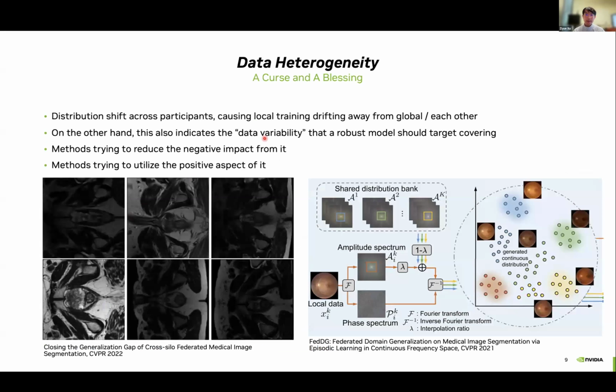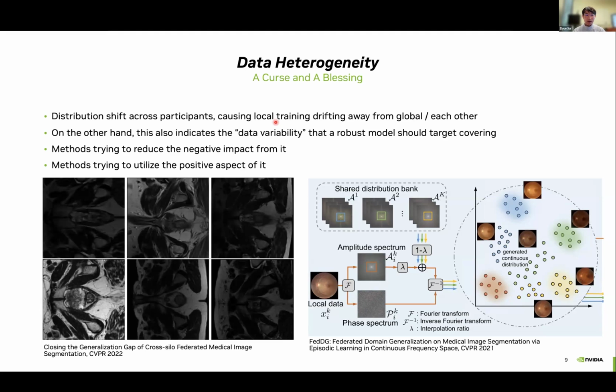Data heterogeneity. I would call data heterogeneity both a curse and a blessing for federated learning. Why do I say that? Because of distribution shifts across different participants. That is the main cause of local learning drifting away from the global model and from each other. And if we have this issue, then when we do federated averaging or aggregation at the server level, the learning efficiency and effectiveness will be challenged, because every party is pointing the optimization towards a different direction. If we just simply average them together, then the final direction will not be that efficient from the model optimization perspective.